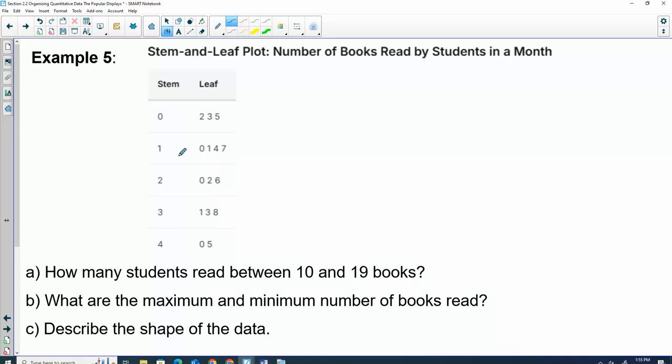All right. So this was the number of books read by students in a month. If you think about this data, this is saying we had 10, 11, 14, and 17, right? So how many students read between 10 and 19 books? 4 of them did. How did you get those numbers? My stem is 1, so 1, 0. It's 1-1, 1-4, 1-7.